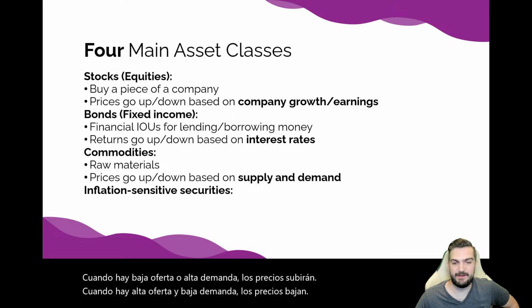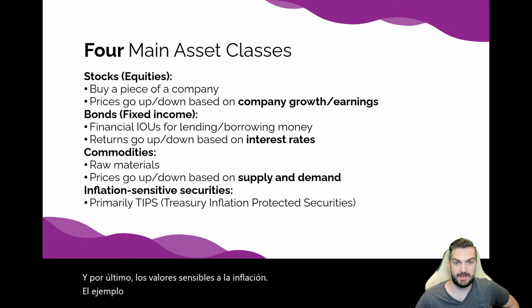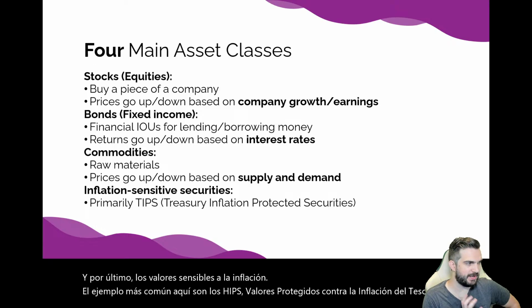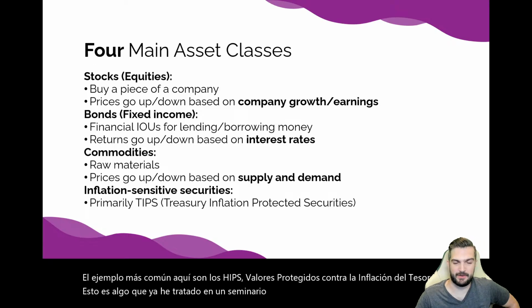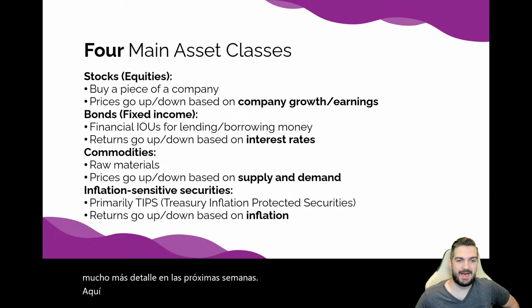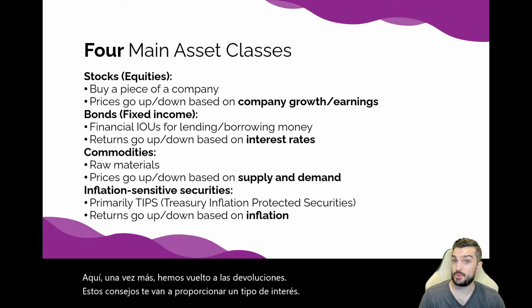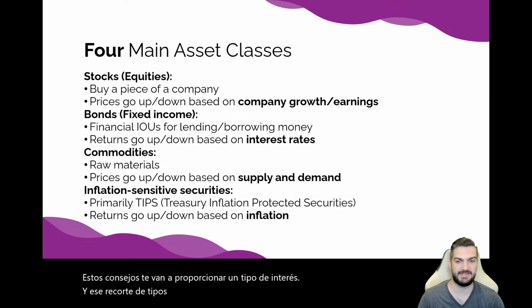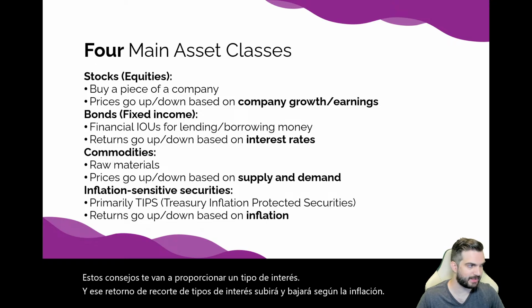And lastly, inflation-sensitive securities. The most common example here are TIPS, Treasury Inflation Protected Securities. This is something that I've covered in a past webinar, but is going to be covered in plenty more detail over the next few weeks. Here, once again, we've gone back to returns. These TIPS are going to provide an interest rate, and that interest rate or return will go up and down based on inflation. So let's quickly review.